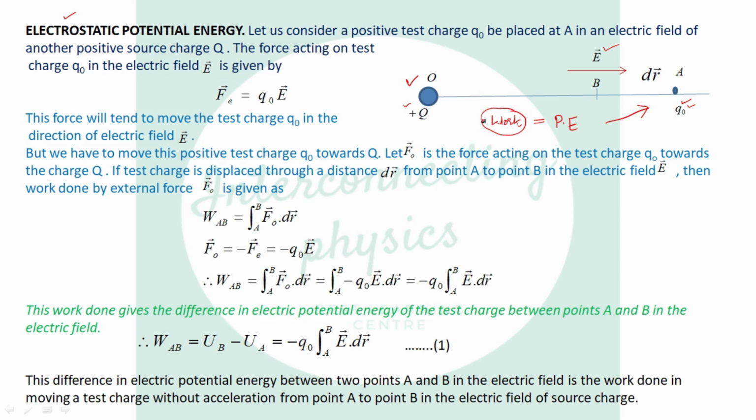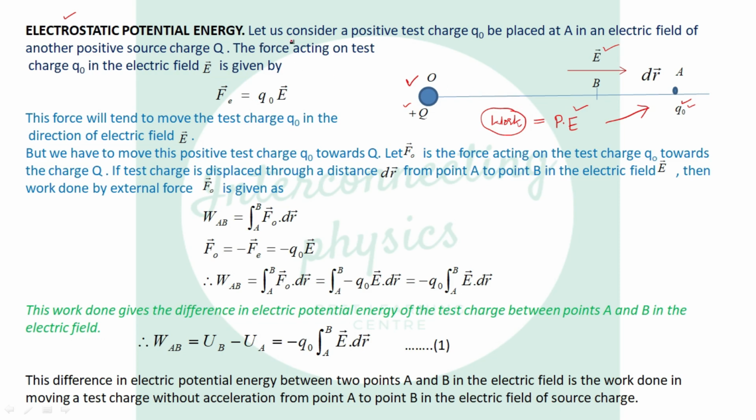Again I repeat, due to electrostatic force of repulsion, there is a repelling force between plus Q and Q naught charge. So Q naught will move away from this plus Q charge, that is along positive x-axis, that is in the direction of electric field E vector. But we have to bring this Q naught charge towards this source charge. So we have to do some work, and that work will be stored as potential energy of this test charge.